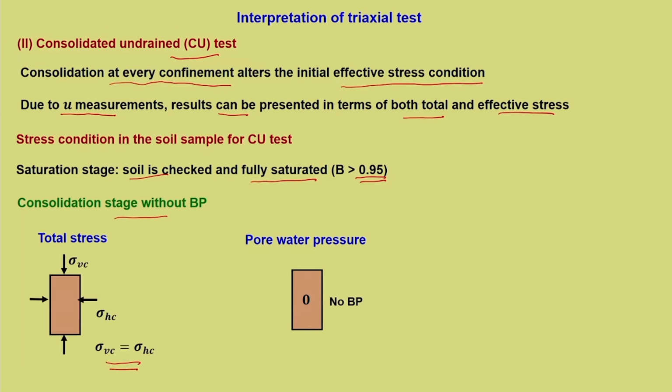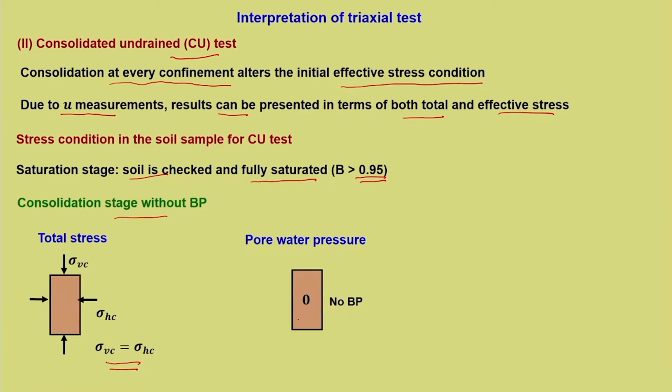Since it is a consolidation stage, the drainage valve will be opened and we do not expect any pore water pressure to develop. So, the pore water pressure will be equal to 0, because of the consolidation stage. Okay. If there is some residual pore water pressure, we need to account for that. That will be the initial pore water pressure, that is, soon after it is mounted. Okay. So, in this consolidation stage, since the drainage valve is opened, pore water pressure is equal to 0, and hence we have sigma VC equal to sigma dash VC, and sigma HC is equal to sigma dash HC. So, that is the consolidation stage without back pressure.